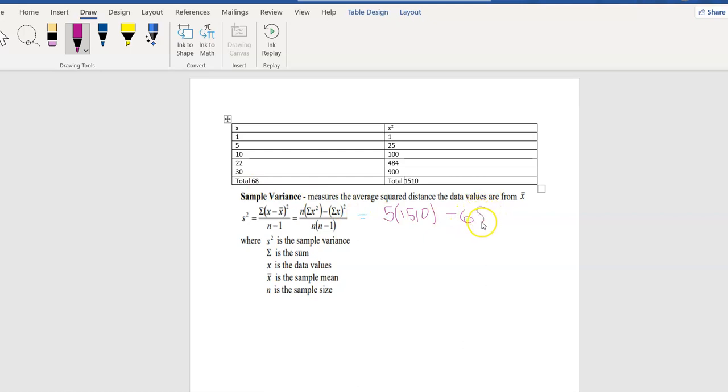68 squared. And then on the bottom, I want n again, which was 5, and n minus 1, which is 5 minus 1, it's 4. All right, so let's work this out. We'll use our order of operations. Remember that square comes first, so 68 squared is 4624.